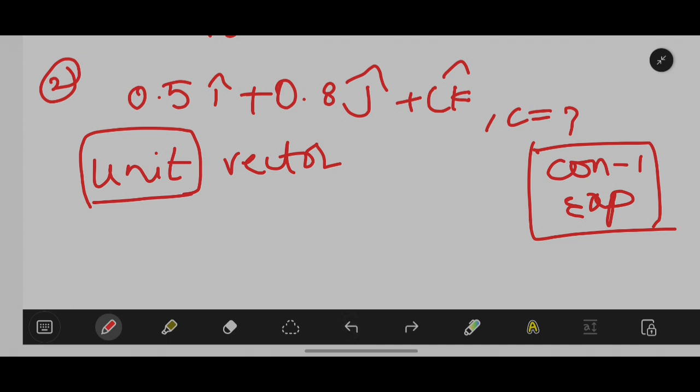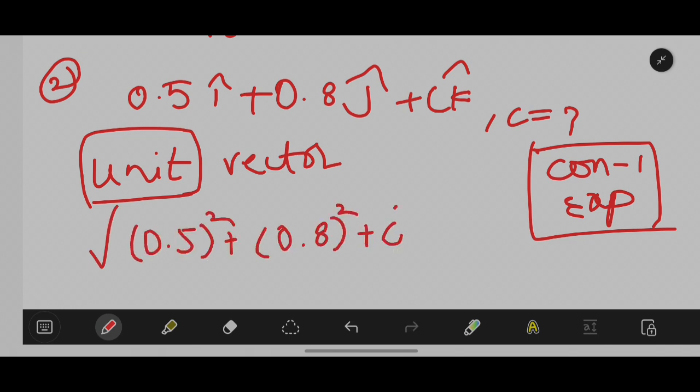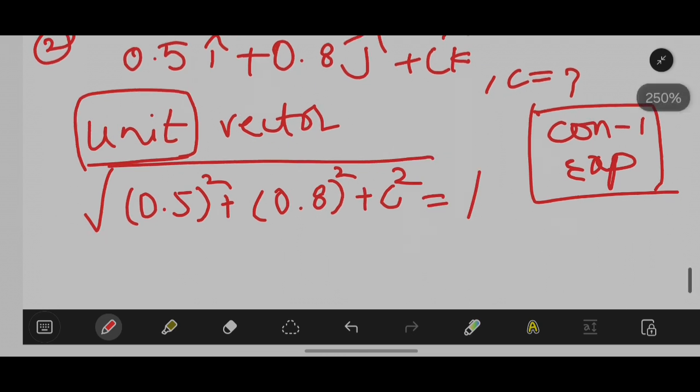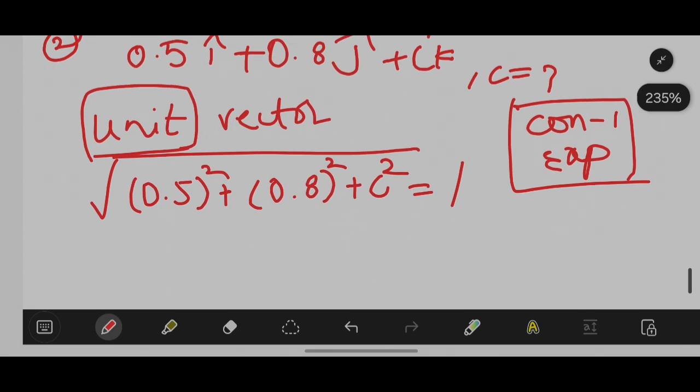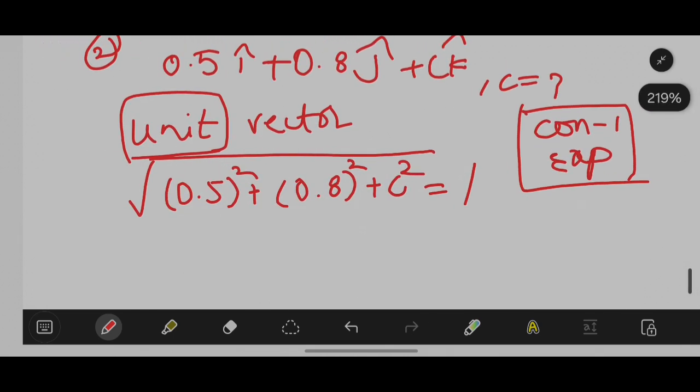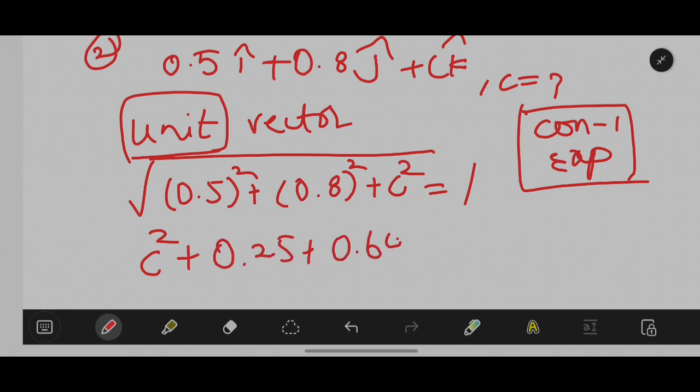So using the formula previously discussed, root of (0.5) whole square plus root of (0.8) whole square plus c square is equal to 1. So this is the data. Now what you are supposed to do is solve this correctly. Let us do it. I'm sending this root to RHS, that is nothing but it will become square. 1 square is also 1, so there is no change in the RHS. So c square plus 0.25 plus 0.64 is equal to 1.